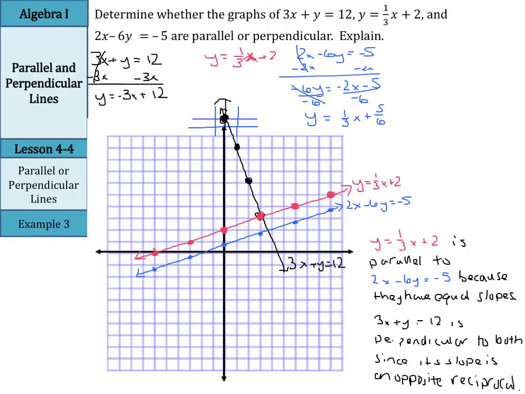When you look at the slopes of the red and the blue line, that was 1/3. Well, what's the opposite reciprocal? The reciprocal is 3. The opposite reciprocal is negative 3, and sure enough, that's our slope. So we finally have an example of what a slope that's an opposite reciprocal looks like.